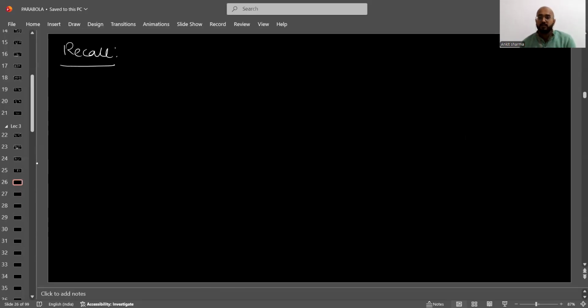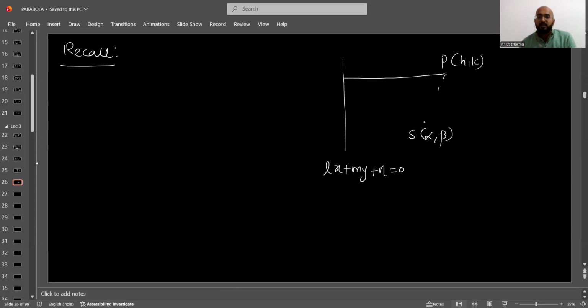So recall the general equation. What we have written is the focus-directrix property: suppose I have a fixed point S (alpha, beta), and a fixed line Lx plus My plus N equal to 0. Then I found the equation of the locus of the point P (h, k). We have said that SP is equal to PM for the parabola, or else, if I recall the general equation, I'll be considering SP equal to e times PM. So SP is what basically?